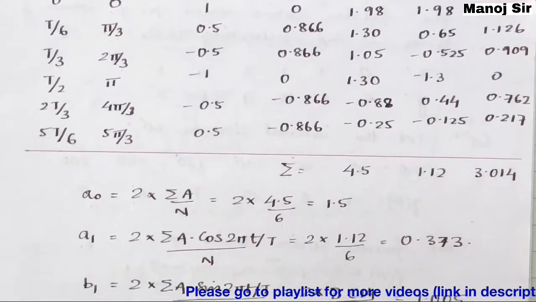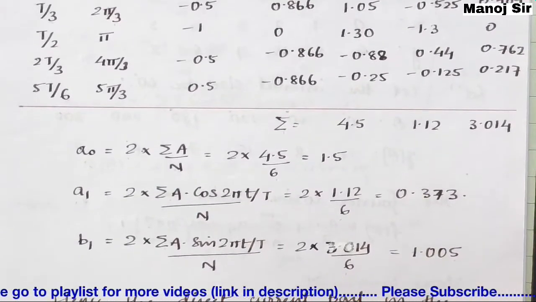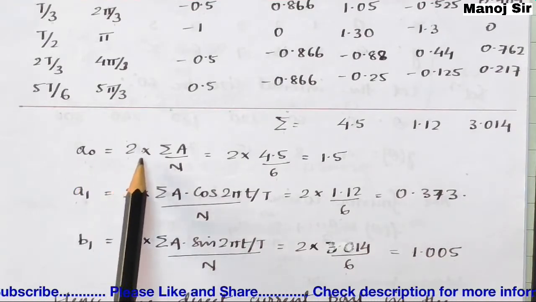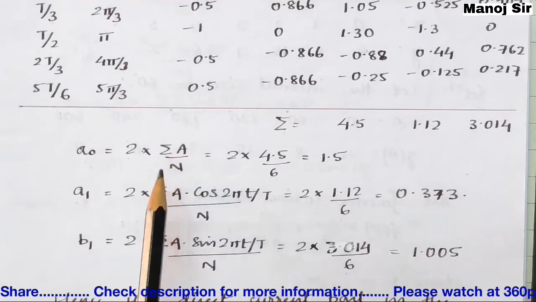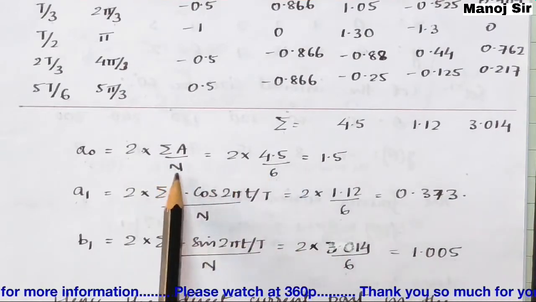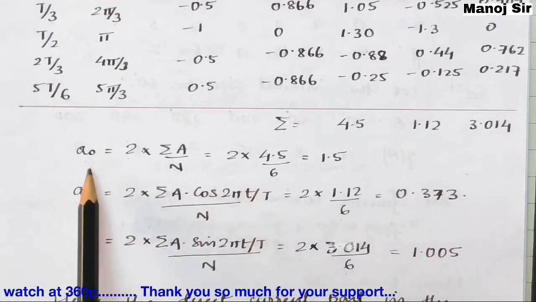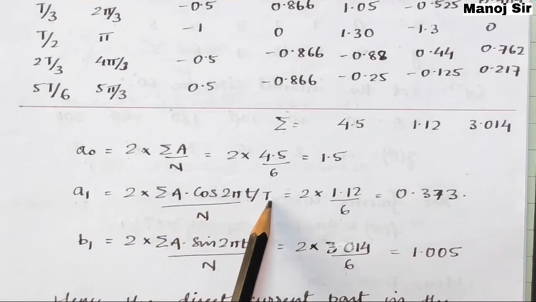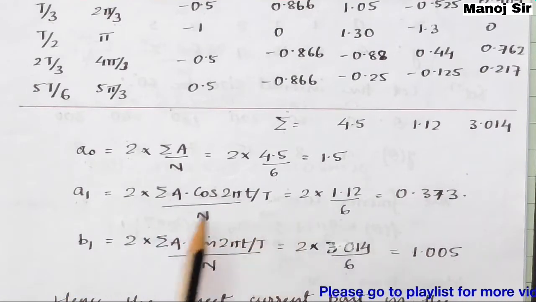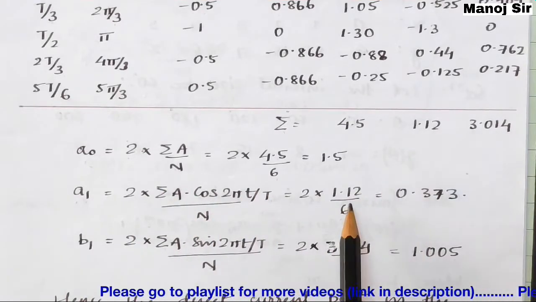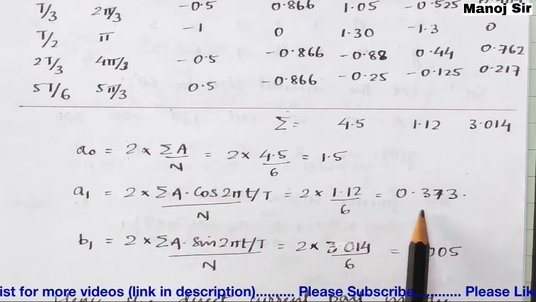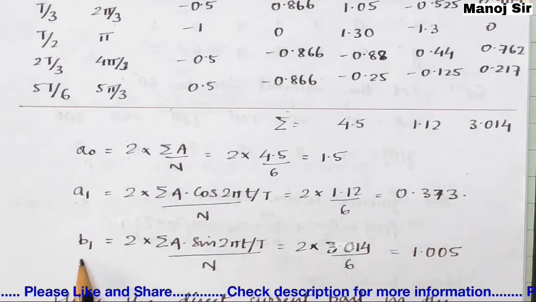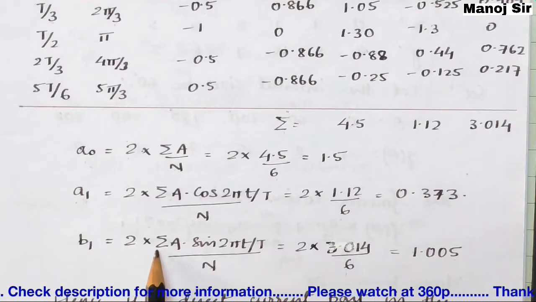Now we'll come to a0, a1 and b1. Since we know that a0 equals 2 into summation of a upon n, and summation of a is 4.5, 2 into 4.5 upon n, which is 6, gives a0 equals 1.5. Now a1 equals 2 into summation of a into cos 2 n pi t upon capital T, upon n. Here 2 is as it is, this part is 1.12, again upon 6. You are going to get a1 equals 0.373.